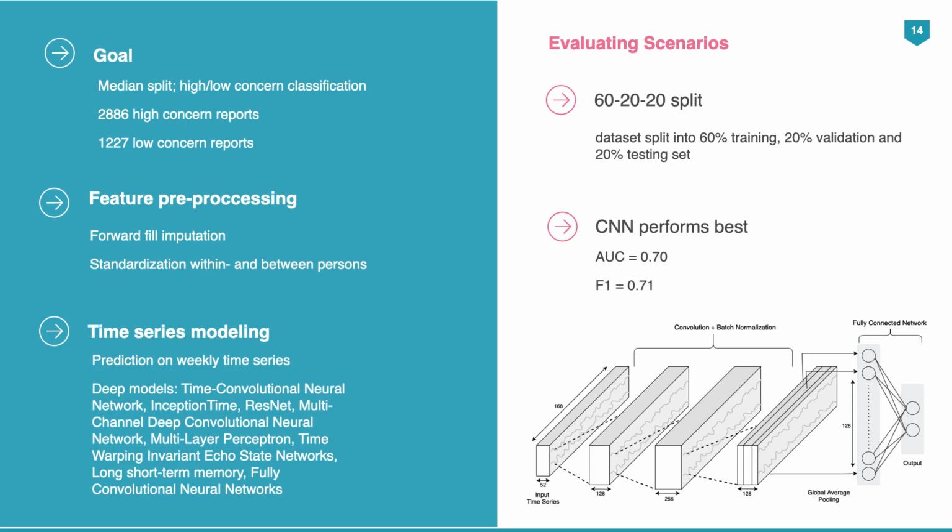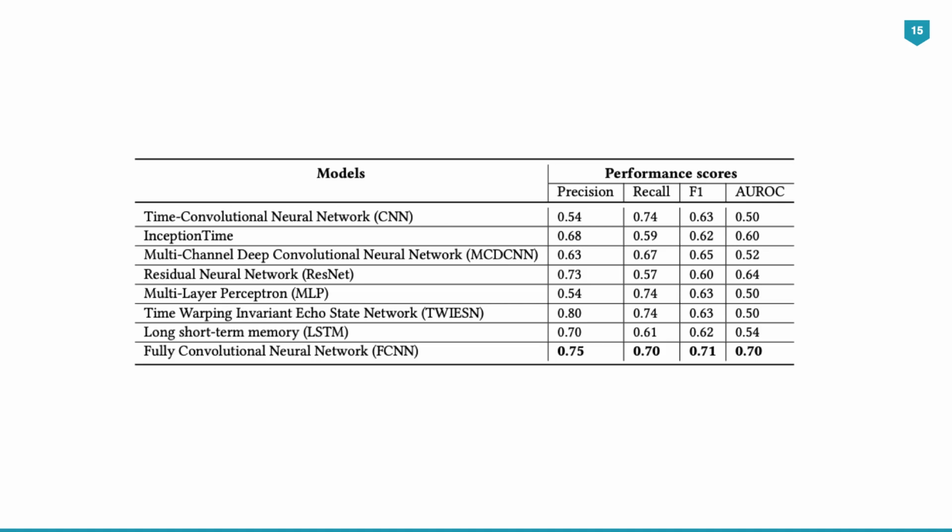We evaluate the prediction performance of different deep learning models by applying a 60-20-20 split, and we train the predictive model with the best hyperparameters using all the training data and test on the testing set. Hyperparameters are tuned manually. Overall, the CNN outperforms all the other models. We obtain an AUC of 0.70 and F1 score of 0.71.